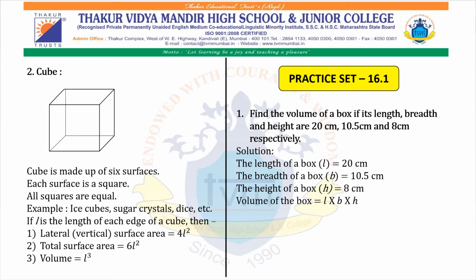Volume of the box is equal to L into B into H, which is equal to 20 into 10.5 into 8, that is 1680 cubic centimeters. Therefore, volume of the box is 1680 cubic centimeters.